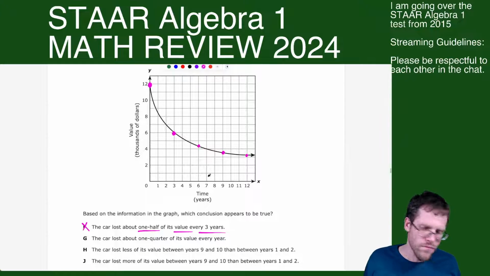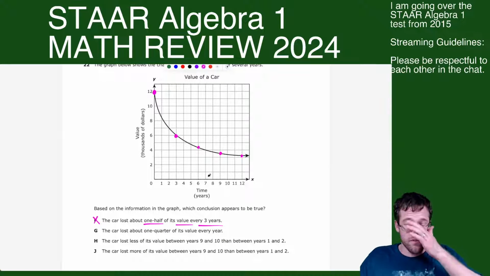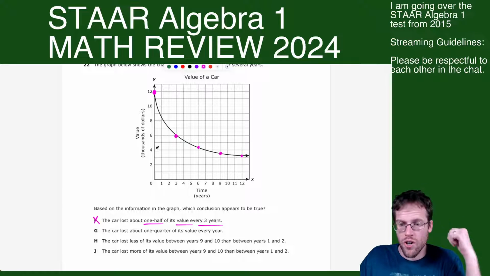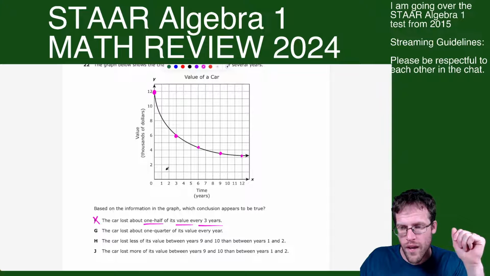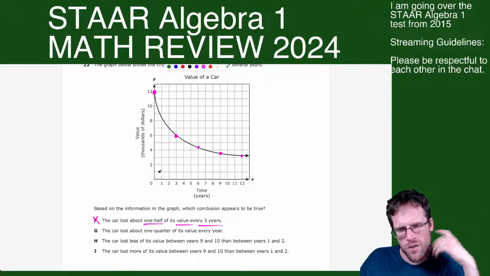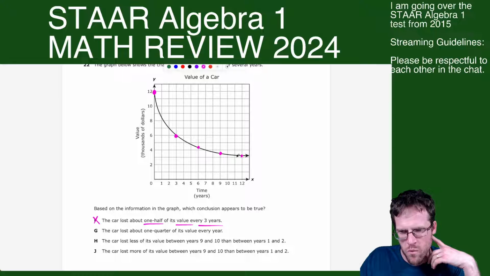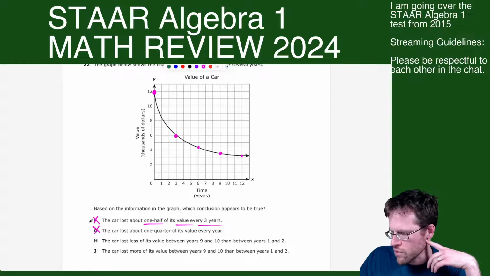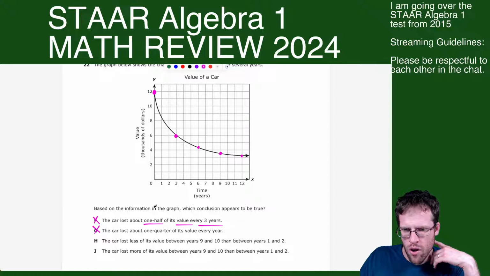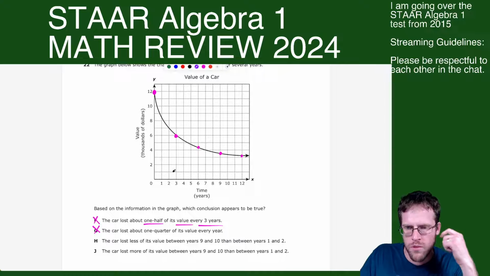Okay. So, all right. Moving on to choice G. The car lost about 1/4 of its value every year. That one, no, same idea. From here to here, it's not losing 1/4. So that answer choice is out. The car lost less of its value between 9 and 10 than between, yes, this one is true. So if we look here, between 1 and 2.